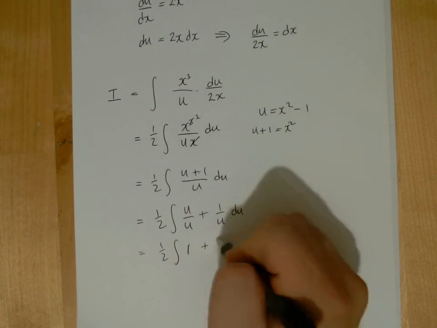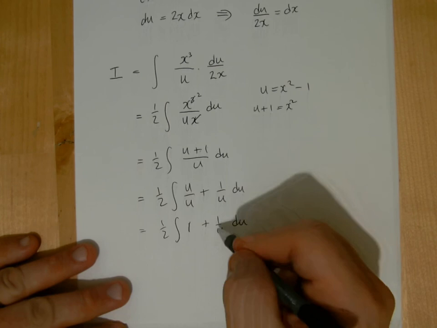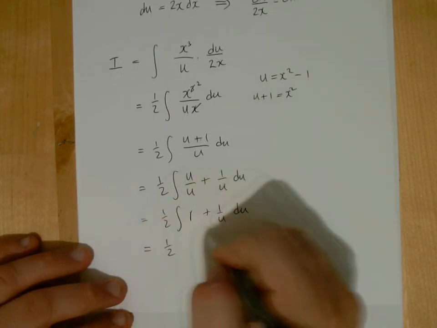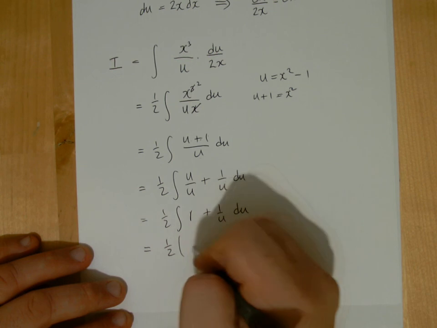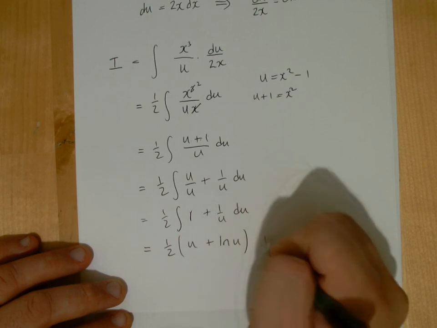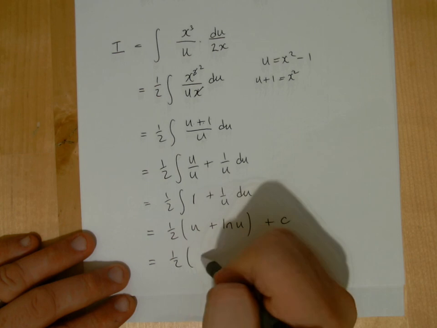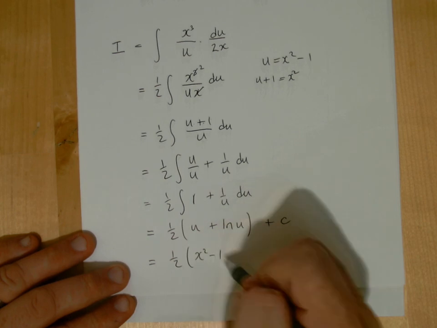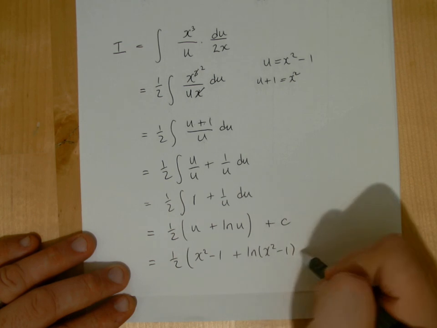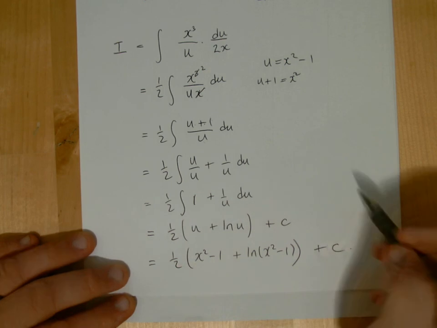And 1 over u, let's leave it as 1 over u, because if you think back to how to integrate this, of course, when you've got linear on the bottom, we've got to use ln. So this becomes a half, 1 becomes u, and 1 over u becomes ln u plus c. And all you've got to do then to finish off is to put in what u is. So u was x squared minus 1, plus ln of u, so x squared minus 1 there, times by half at the front, and then plus your constant.